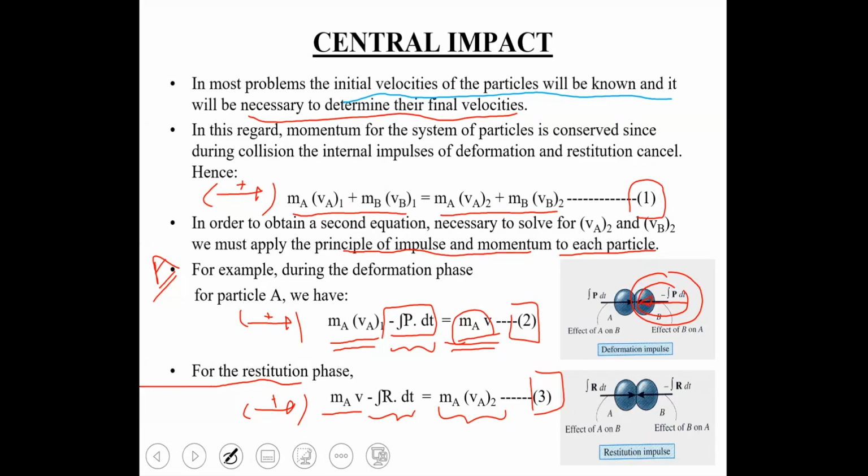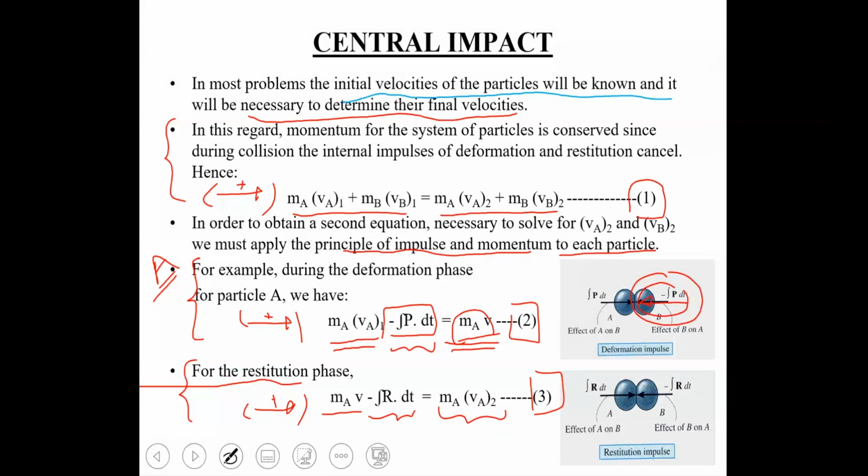दोबारा मैं रिपीट करता हूं। In the very first step, I have considered particle A and particle B to be a system, and I have applied the conservation of momentum principle on this system along the line of impact, since there is no external impulsive force acting along the line of impact on this system. In the next step, I have considered particle A alone, and I have applied the principle of impulse and momentum on particle A during the deformation phase, similarly during the restitution phase. So I hope that equation number 2 and 3 are clear to all of you.